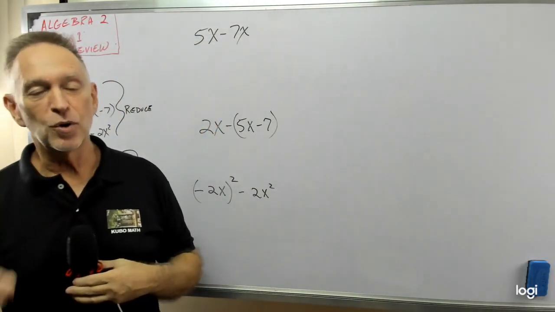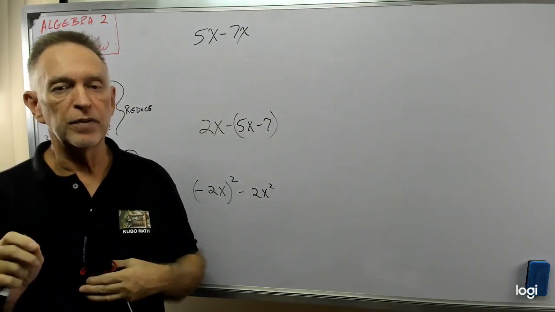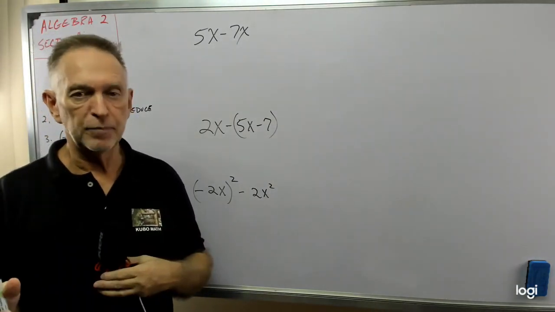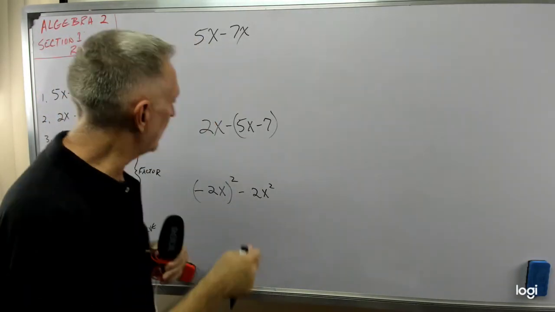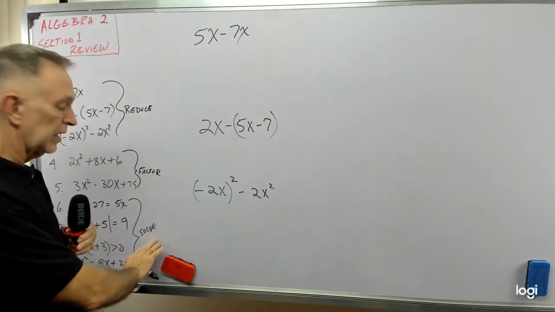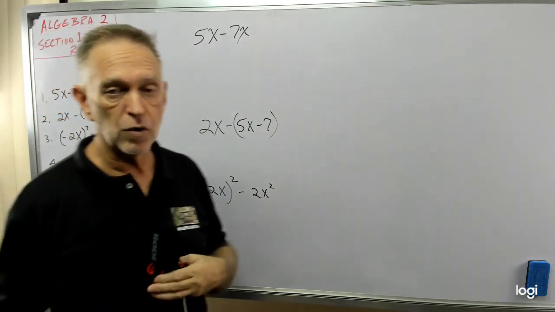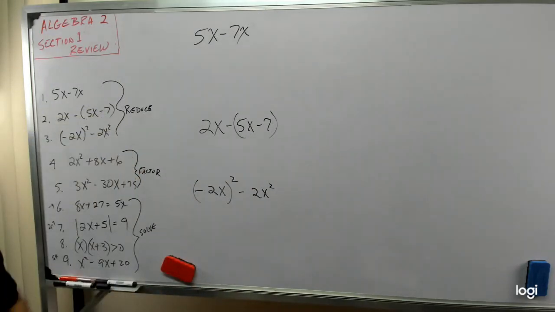So tonight we're looking at Algebra 2 with a review of everything we've just done through Chapter 1, Section 1. We have three different categories. We're going to look at reducing, factoring, and then actually solving some of the equations. So let's get after it. Let me do a little housekeeping here.